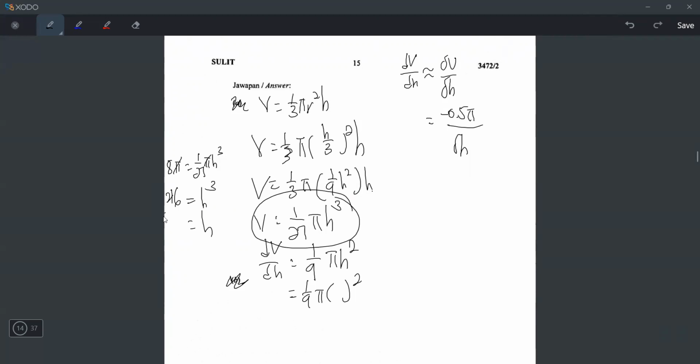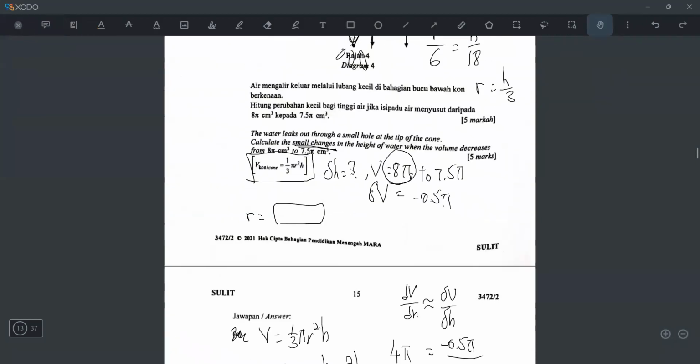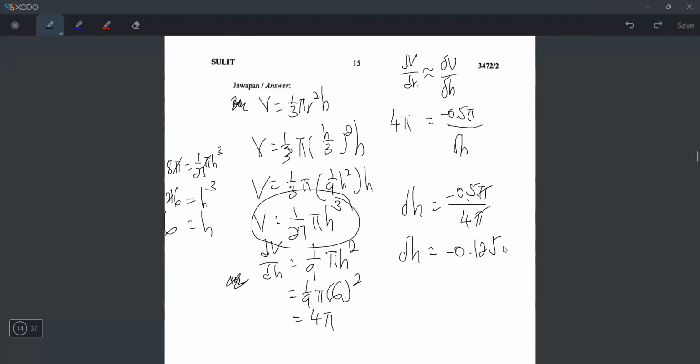6, right? So if h equals 6, then I can substitute 6 here. 6 squared is 36, divided by 9 is 4 pi. So this is 4 pi. So the delta h will be negative 0.5 pi divided by 4 pi. Okay, just swap places, pi and pi cancel. So delta h is 0.5 divided by 4, so negative 0.125. Okay, and the answer would be in cm. Am I right? Small change in height, right? So yeah, cm. That's the answer.